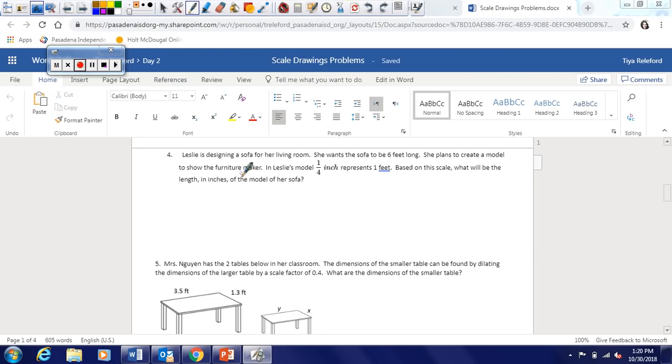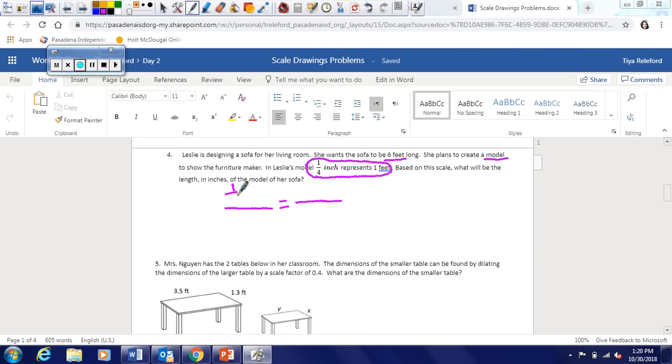Number 4 says Leslie is designing a sofa for her living room. She wants the sofa to be 6 feet long. She plans to create a model, ding ding ding, that's a keyword, to show the furniture maker. In Leslie's model, 1/4 of an inch represents 1 foot. Based on this scale, what is the length in inches of the model of the sofa?